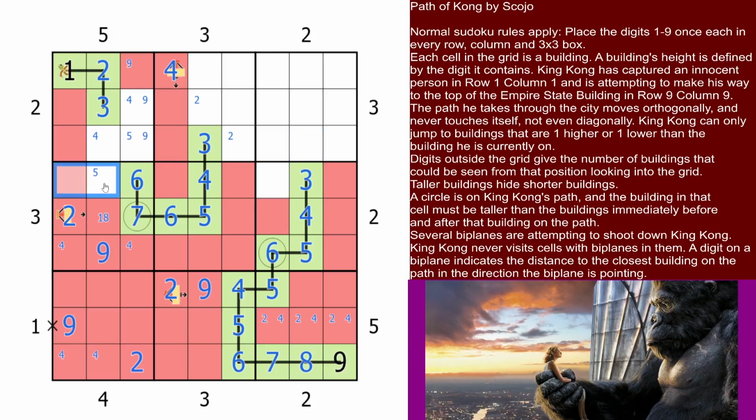Let's do some Sudoku now that we are stuck here. 4, 4, 2, 2, 4 is here, 2, 2, 6, 5. 5 is one of this.